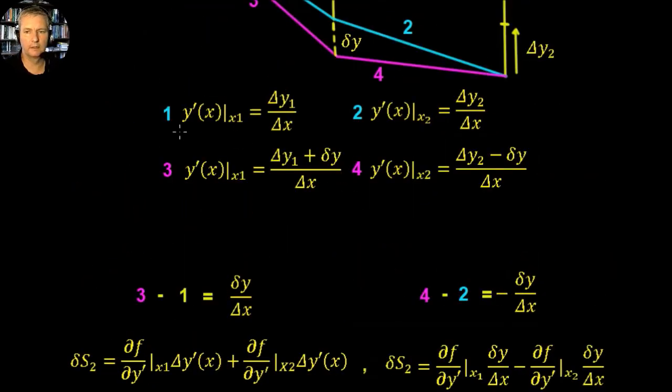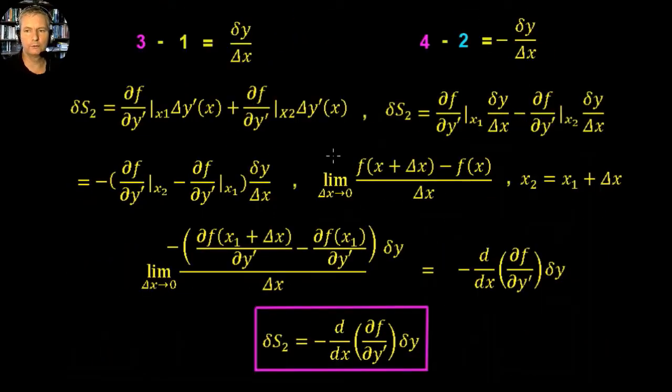So we're going to take 1 away from 3. So the delta y, we've taken away that delta y, that disappeared, we'd end up with that delta y upon delta x. And similarly, you can do the same for 4 minus 2. So we're just looking at the change in the gradients whenever we move from this point to that point.